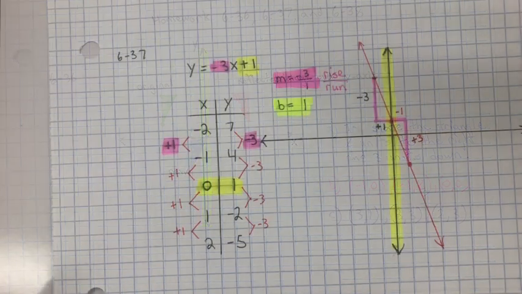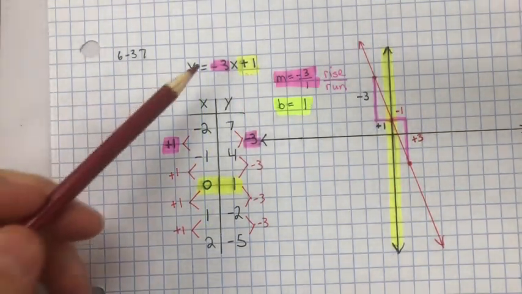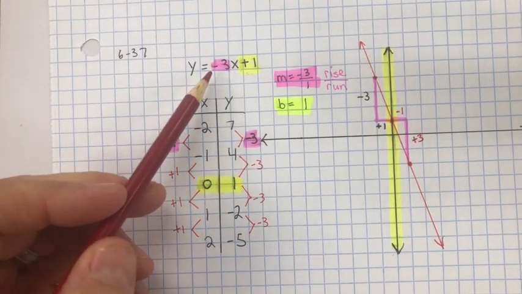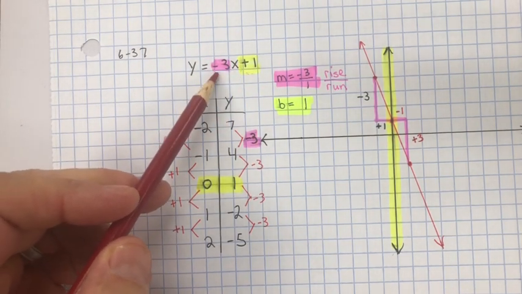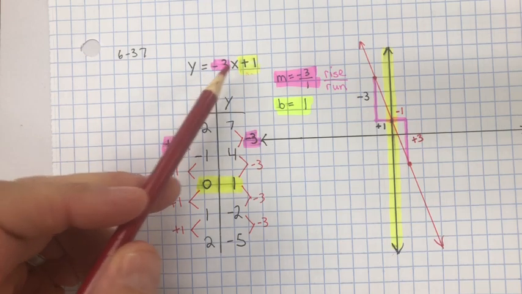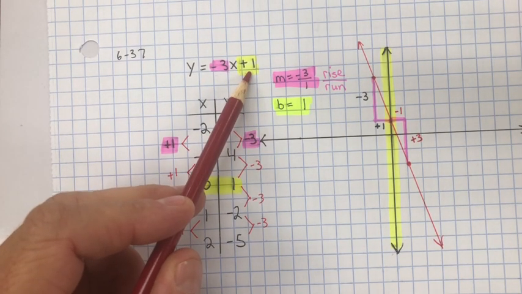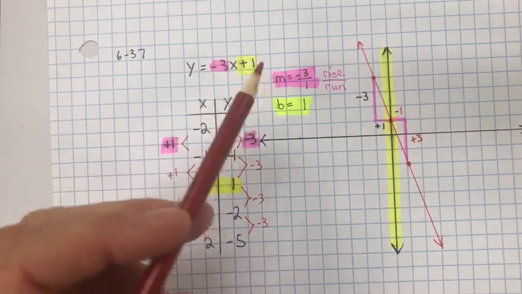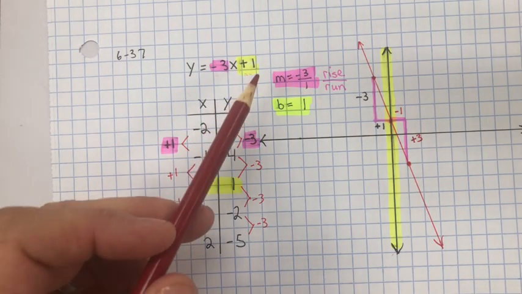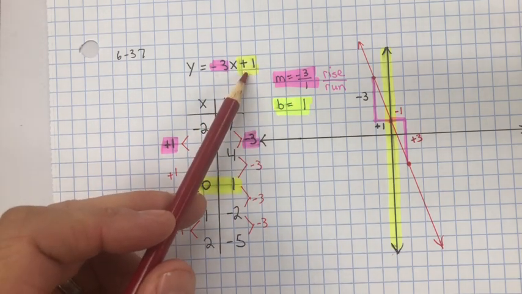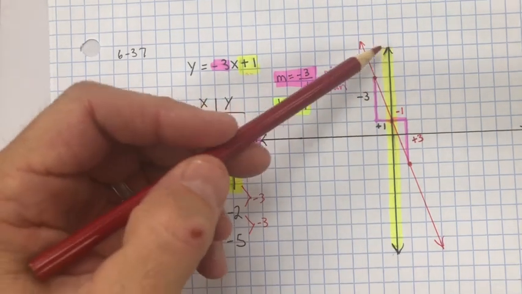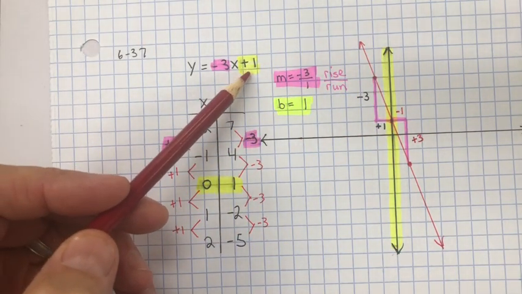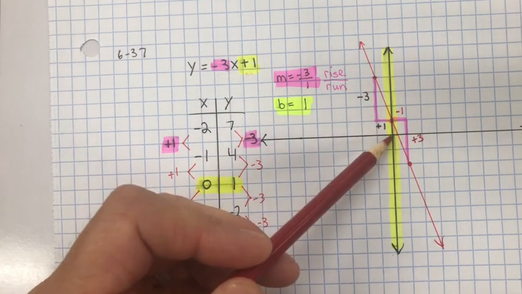For 637, you need to make a table and a graph for the rule y equals -3x + 1. The -3, that is the slope or rate of change. +1 is the y-intercept or the initial value. So in order to graph this, we take the y-intercept, and I highlighted it yellow with the y-axis yellow because this is where it intersects the y-axis at +1.